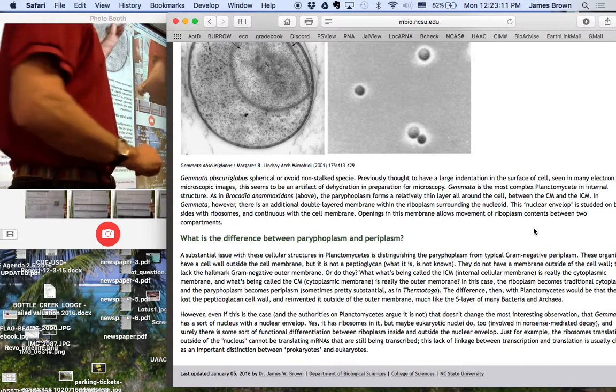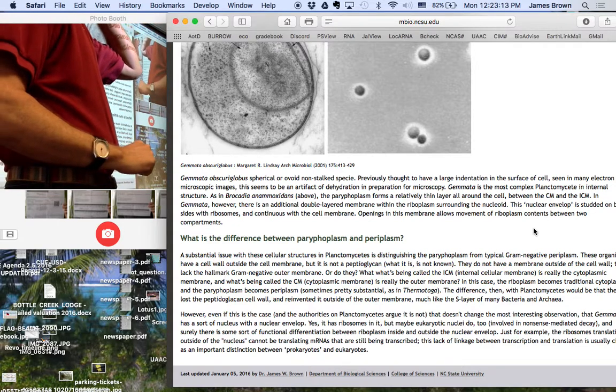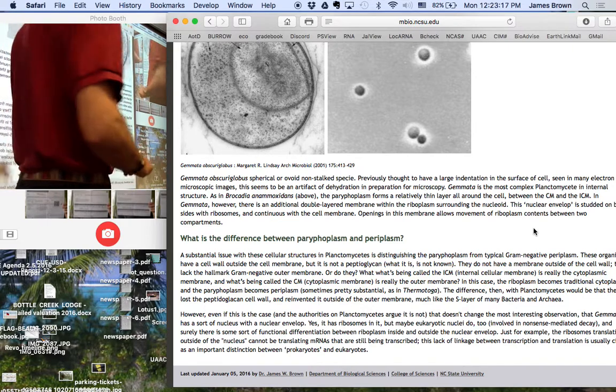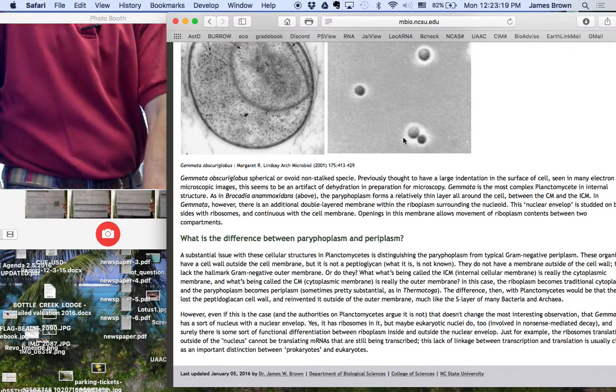These aren't the only organisms that have this cell structure. I'll talk about Verrucomicrobia later, and they also have this internal cell structure. And there are some other organisms that may as well. That just hasn't been looked at.